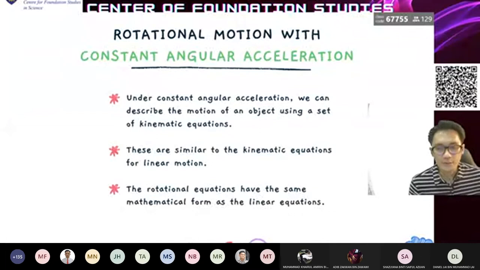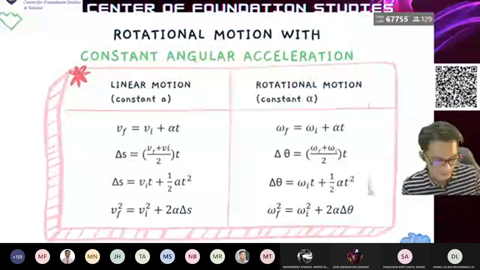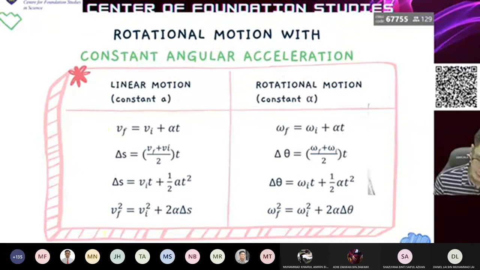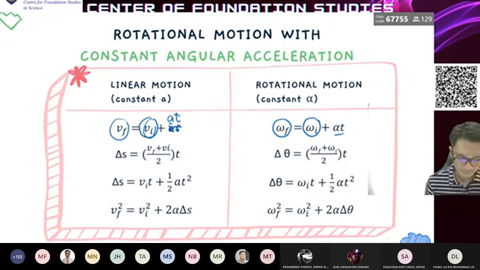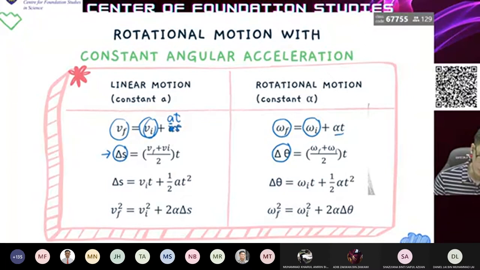So if we look at the next slide, I already summarized it into a table. So let's look at the first one: v final is equal to v initial plus at, and then corresponding to the rotational motion, the final velocity is omega final, v initial corresponds to omega initial, and acceleration corresponds to angular acceleration. The same goes for delta s, v final plus v initial divided by 2. Delta s corresponds to angular displacement, and omega final, omega initial correspond to v final and v initial divided by 2, times the time.